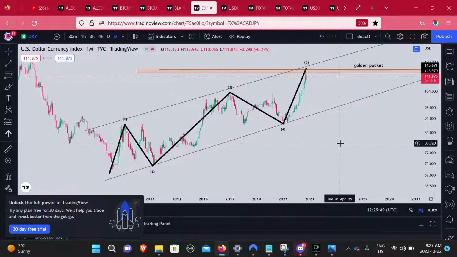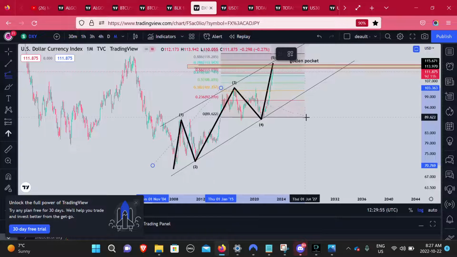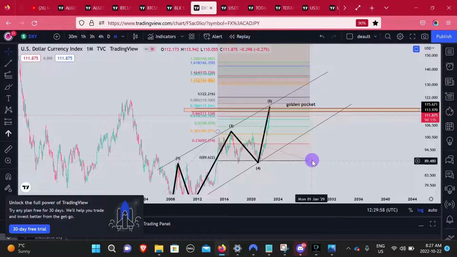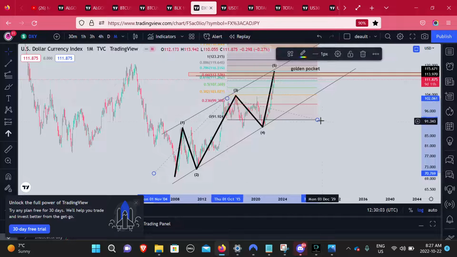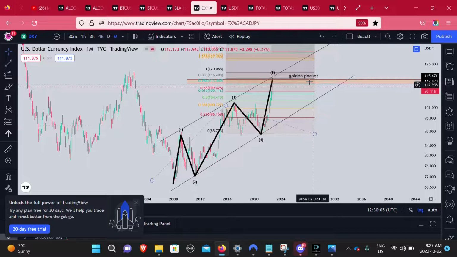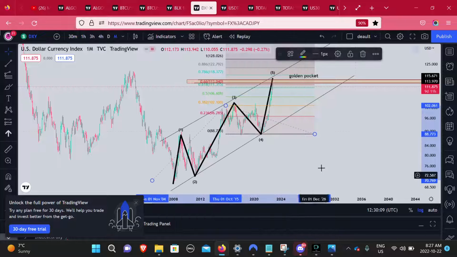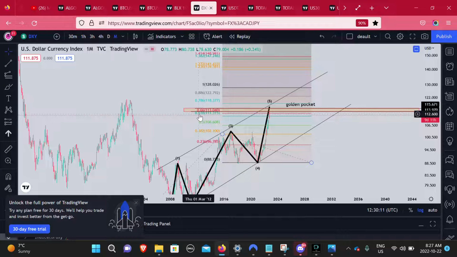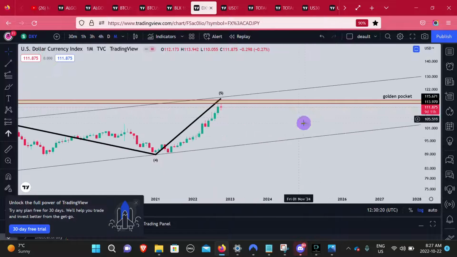Let's take a look at DXY. So if we place a Fibonacci, a trend-based fib, on the monthly chart of the DXY, we can see that our 0.618 and our 0.66, or our golden pocket in other words, was perfectly hit on the monthly. And it was perfectly hit.